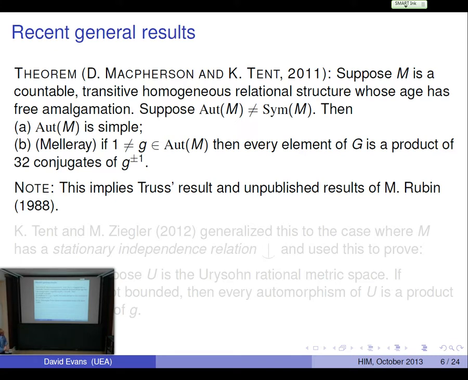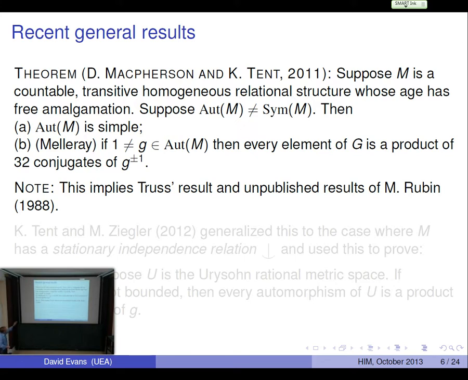So suppose the age of your homogeneous structure has free amalgamation. Suppose that your structure really is something other than just a pure set, so the automorphism group isn't just the symmetric group on the set. Then the automorphism group is simple. And Julien Melleray pointed out that you actually get a bound from the Polish group argument here: if you take a non-identity element G of the automorphism group, then every element of the automorphism group is a product of 32 conjugates of G or its inverse.